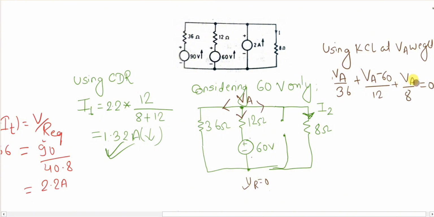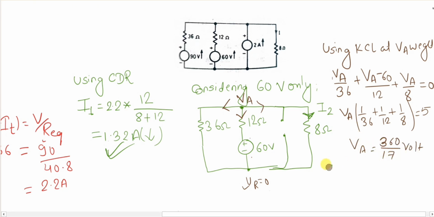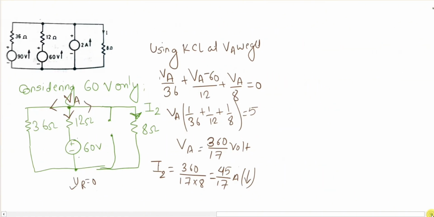And remember one thing, this VA by 8 is what? I2. Okay, now take common VA. On taking common, 1 by 36 plus 1 by 12 plus 1 by 8 is equals to what? It's 5. Okay, you will get VA is equals to 360 by 17. So I2 will be 360 VA by R into 8 is equals to 5 by 17 ampere flowing from similar direction. Okay, upward to downward.